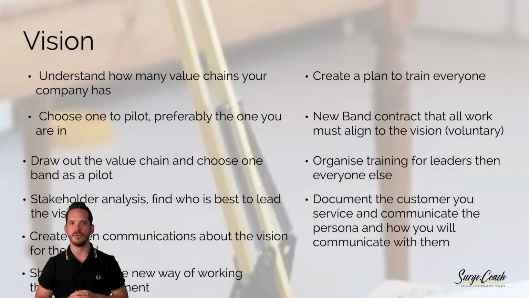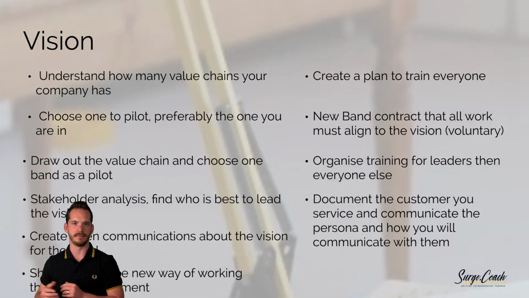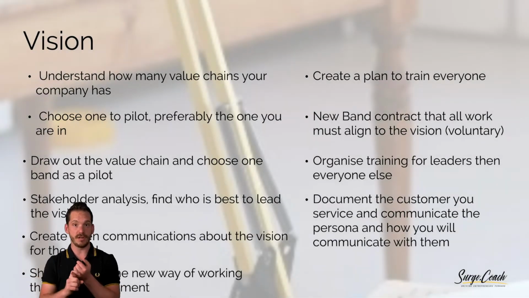Document the customer you service and communicate the persona and how you communicate with them. Again, all the design thinking tools you've done in the previous lessons, do it with your new band. So you would have a vision, a band social contract, the persona of the person you're dealing with, the product vision, the product roadmap if it makes sense for you, etc. All lined up, ready to go. All so you can actually get work done and align it to that customer value.